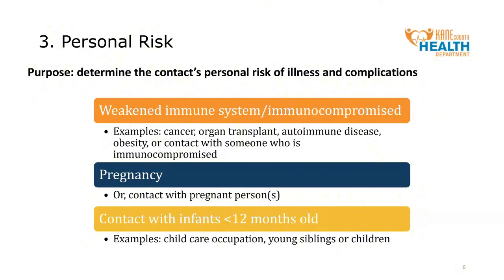It's often helpful to provide some examples of when someone might be considered immunocompromised, such as someone who has cancer, HIV, or diabetes. There are many conditions that establish someone as immunocompromised, and it's important that you familiarize yourself with these conditions. After, you'll also want to ask if the individual is pregnant or has contact with pregnant persons, and if they have contact with infants under a year old. All of these factors can increase a contact's risk of illness and complications and/or increase risk for others who interact regularly with the contact.